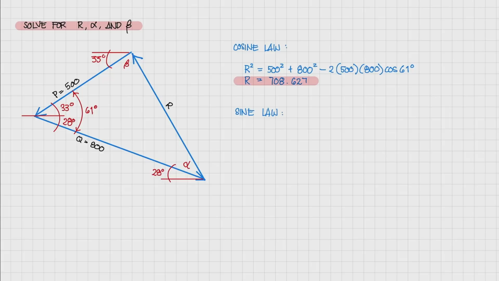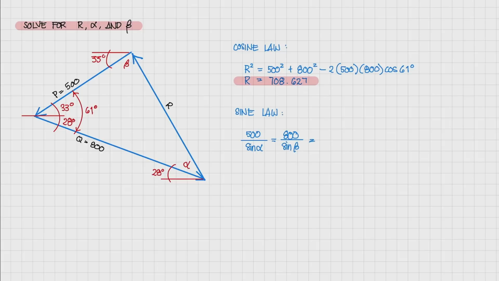So for the sine law, let's use alpha first. So we have here alpha all over sine, or rather, sorry, this should be 500 over sine alpha, and this is equal to 800 over sine beta.